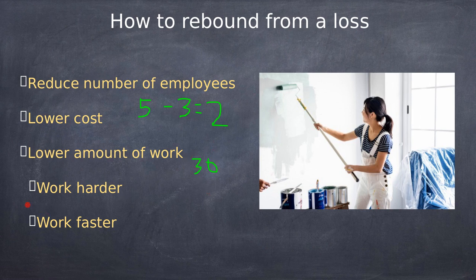So you want to try to work harder and you want to work faster. Okay. So that's the thing that you want to do. So lower the amount of hours, lower the number of employees, and make sure that you as a business owner are working harder and you're working faster. And those are ways that you can rebound from a loss.